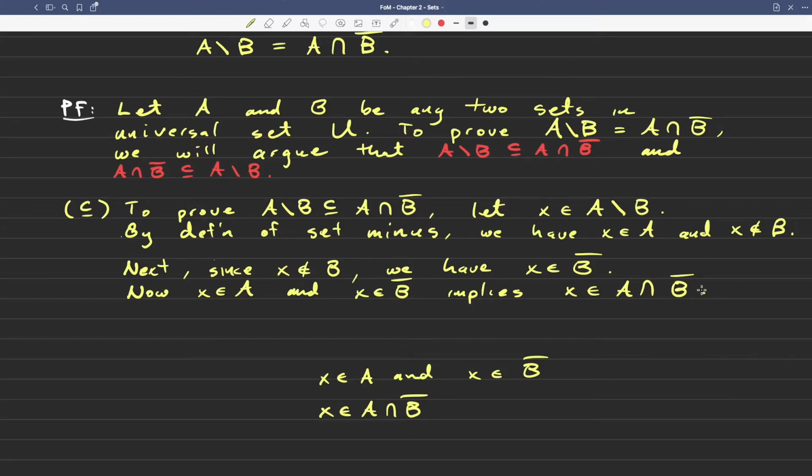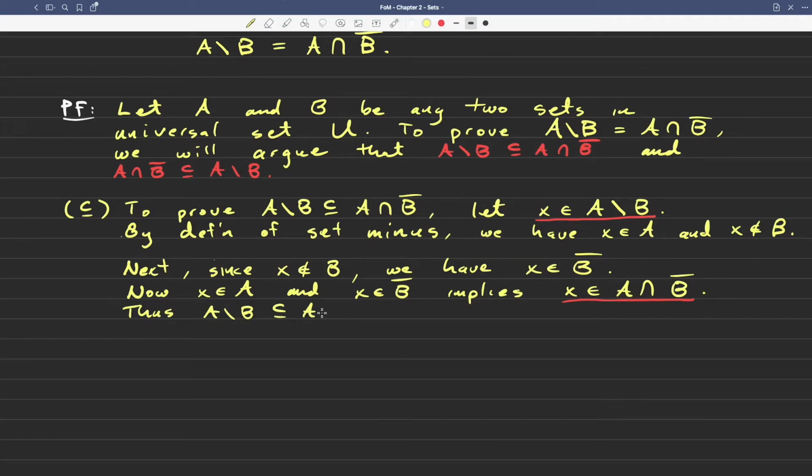And that's the definition of intersection, right? Check it out. We've accomplished what we wanted to accomplish because we started with our element x in A minus B, and we have arrived at that element is in the right-hand set. Thus, we know A minus B is contained in A intersect B complement.